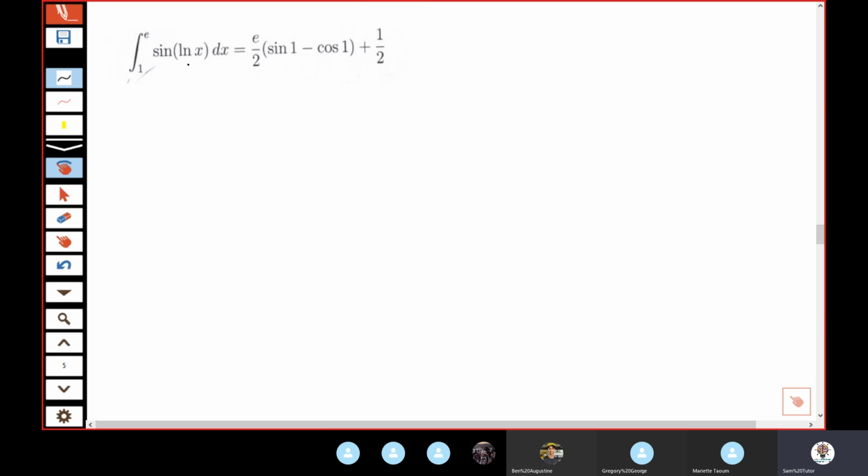The integral of sine ln x dx from 1 to e, sine ln x. Okay, so this one here, let's get something clear. It's not sine x ln x. That would be 2 different functions. This is sine of a log. So you're not going to say, oh yeah, this is u and this is dv or whatever. It's not like that. This is sine ln x.